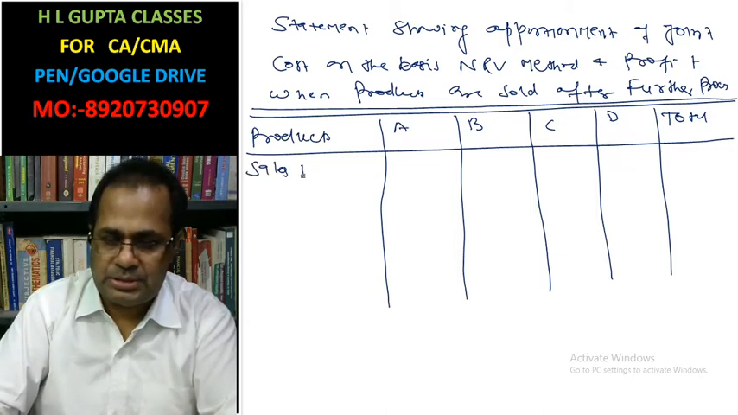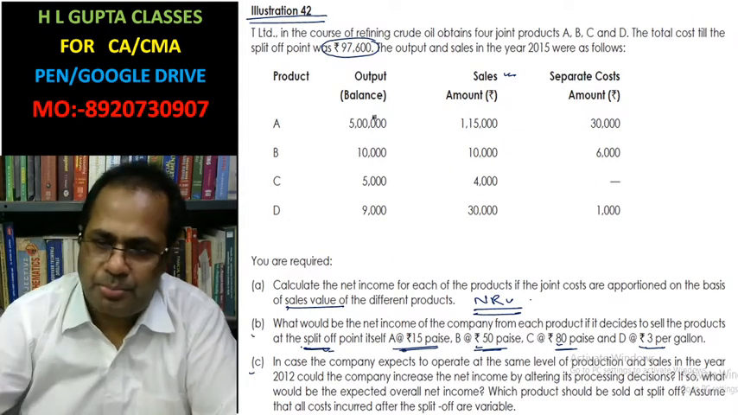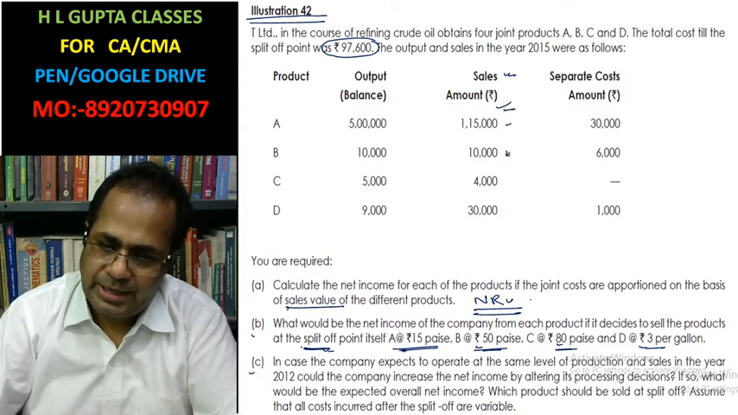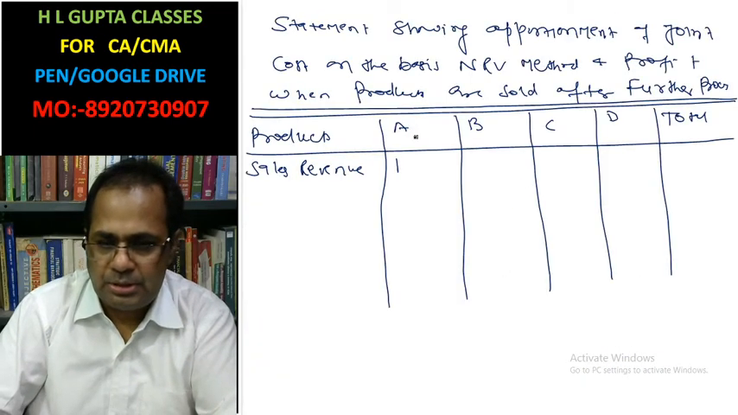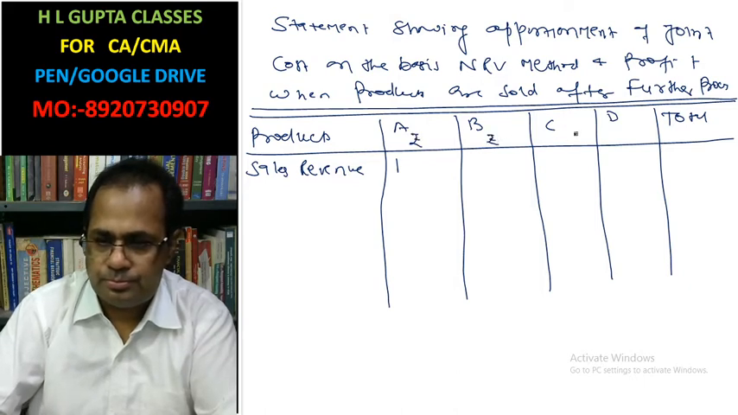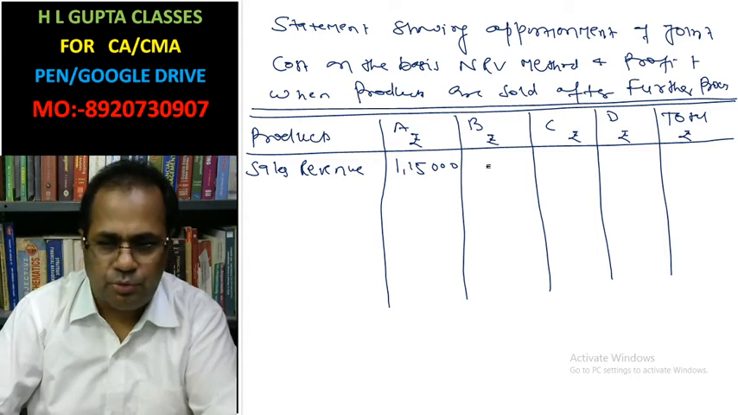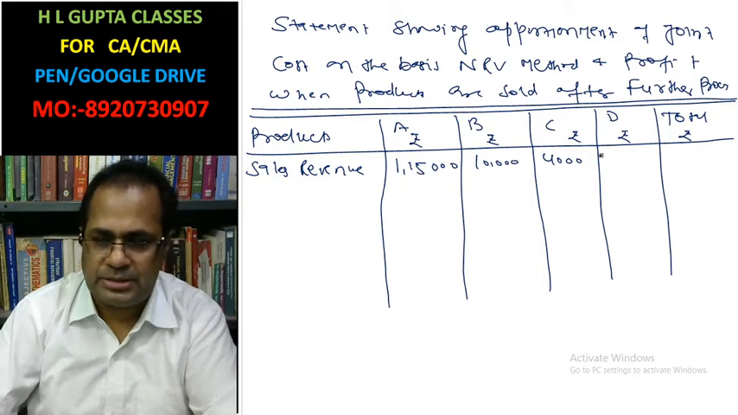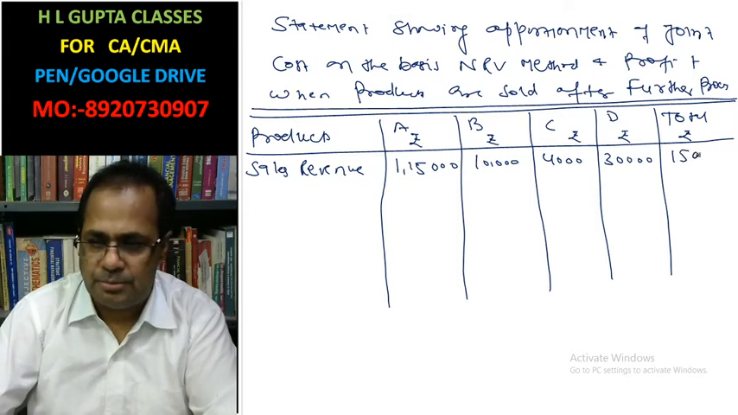Sales revenue is given. Sales revenue after further processing, in rupees, is 1,15,000, 10,000, 4,000, 30,000. This is a total of 1,59,000.